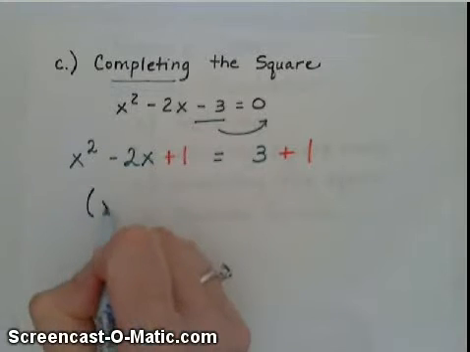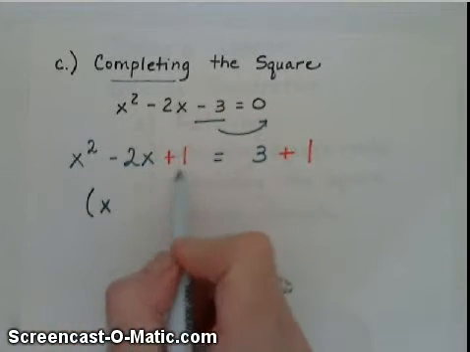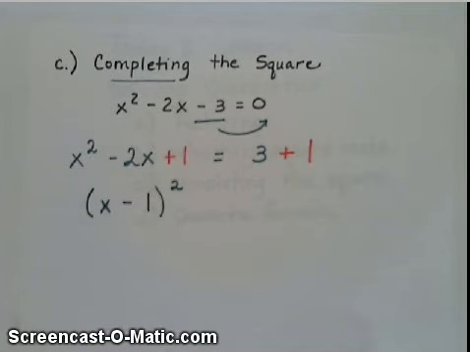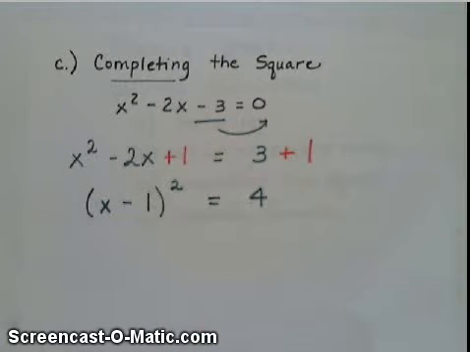Now, then you're going to factor this, which is going to be square root of the first, square root of the last, sign of the middle, squared. Okay, you see what you did? You forced that side to be a perfect square. And on the other side, you're going to get a 4.